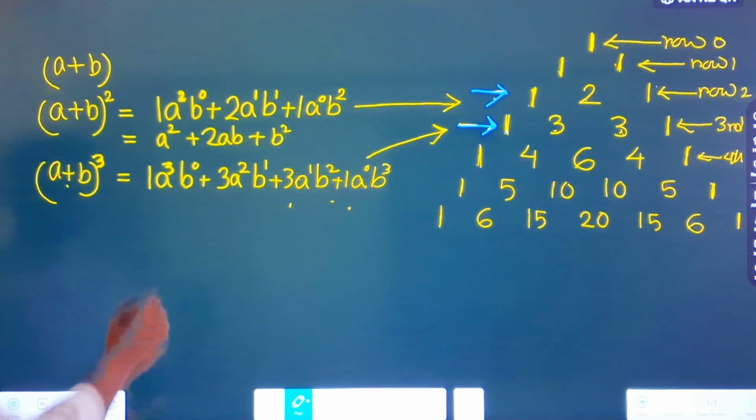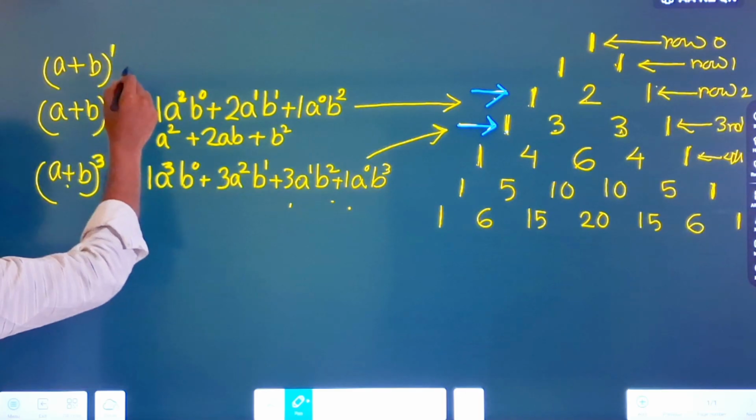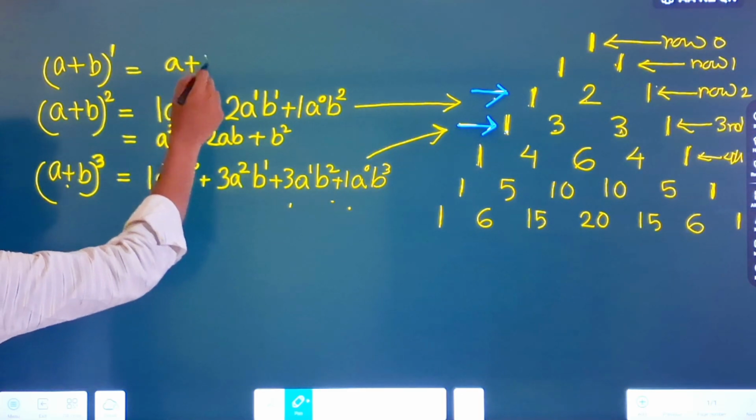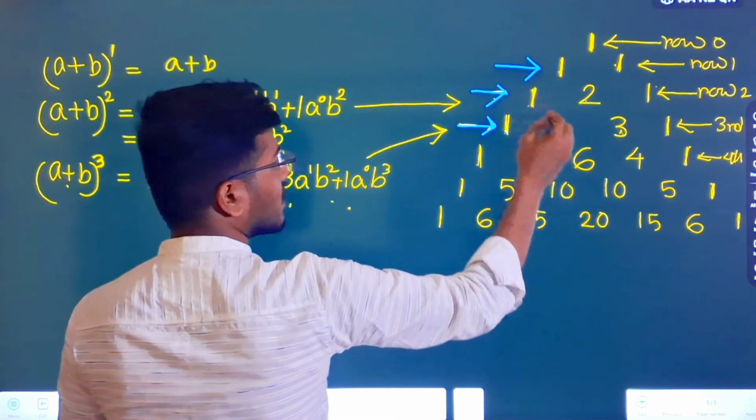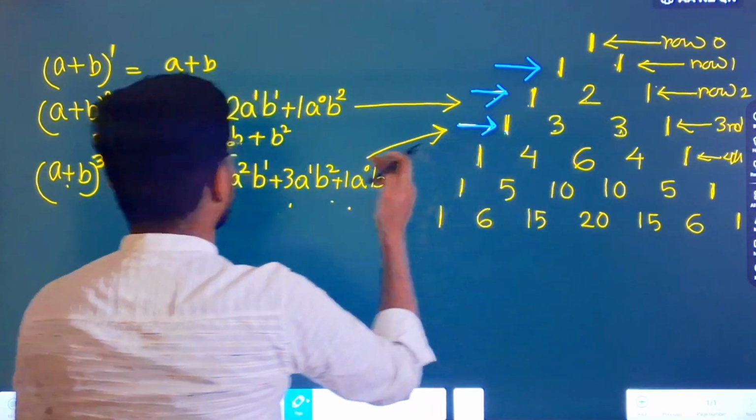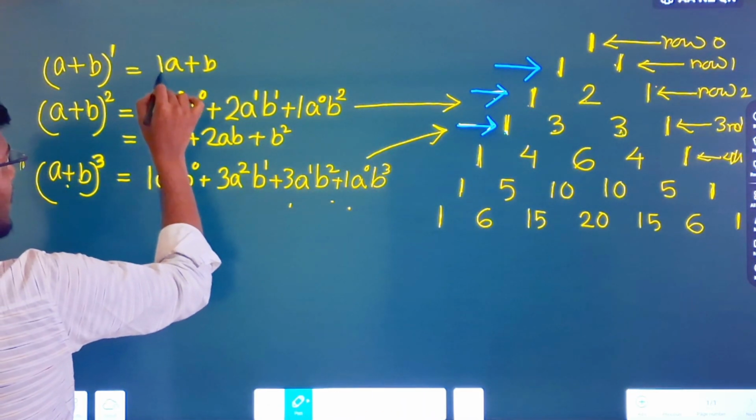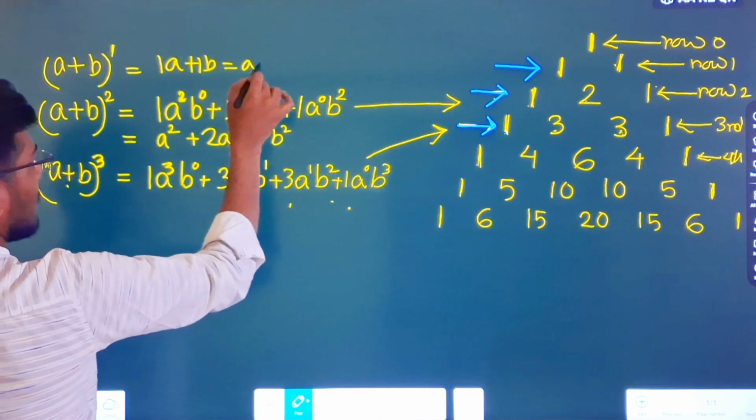Next, you relate one thing. What is the formula of (a + b) whole to the power 1? 1 means obviously a plus b. If you notice one thing, you follow the first row. Which are the coefficients 1 and 1? If you notice that, what is the coefficient of a? It is 1. It is 1. That means it is a plus b.